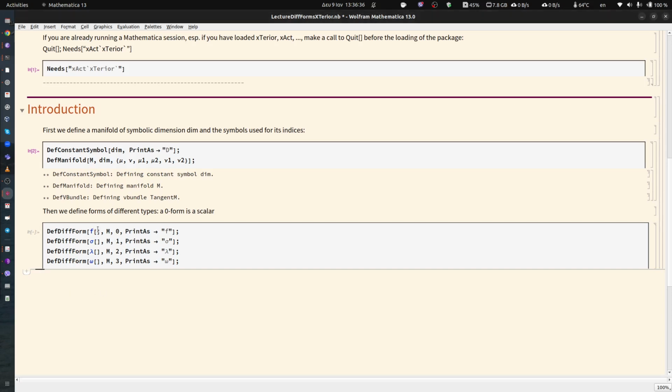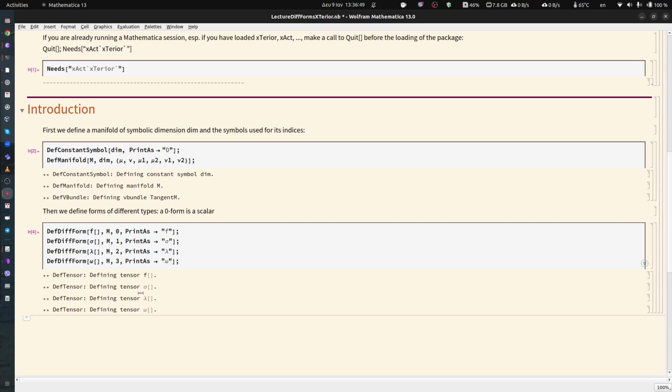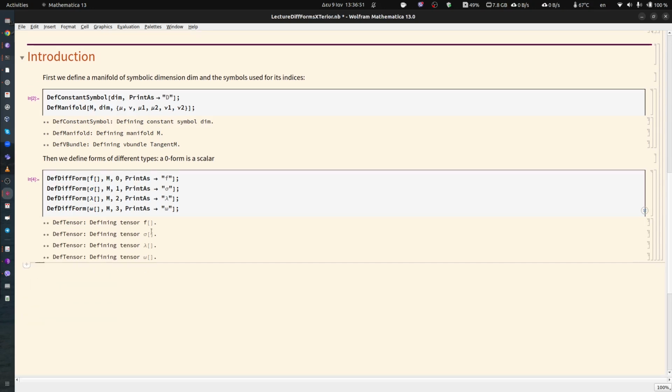So you see, this is a head that contains nothing here. So we evaluate this cell here. We see that it defines the symbols here to be tensors of the appropriate type. Then the simplest operation that can be applied on differential forms is the wedge product.